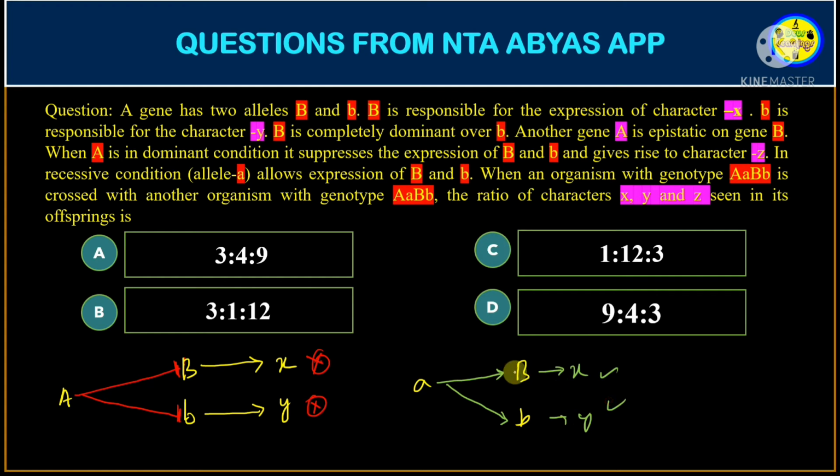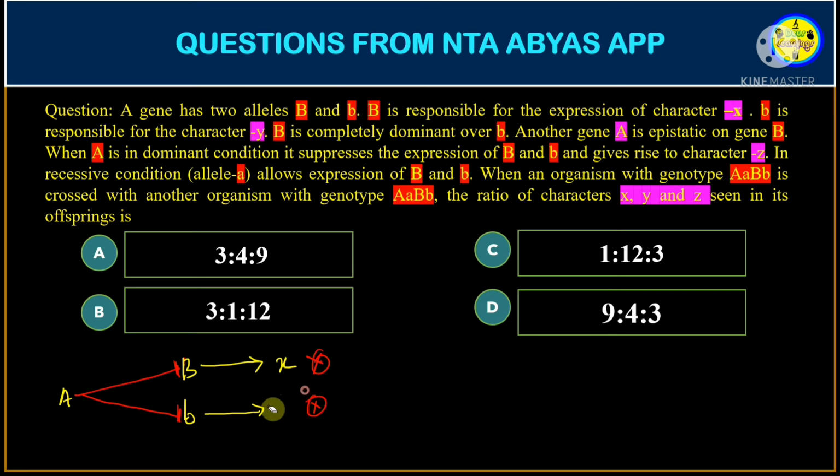But you also have to remember that if there is even a single copy of capital B, the capital B will be expressing. That's the regular genetics. So let's see based on that. Then they are asking about a cross between capital A small a, capital B small b. What kind of offspring can we expect? So first let's talk about that.